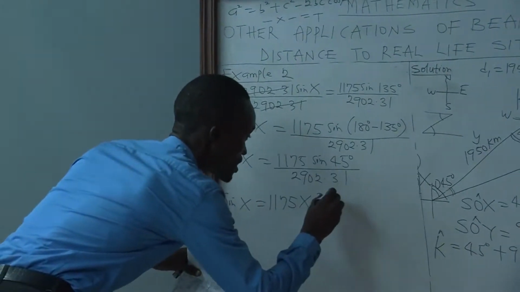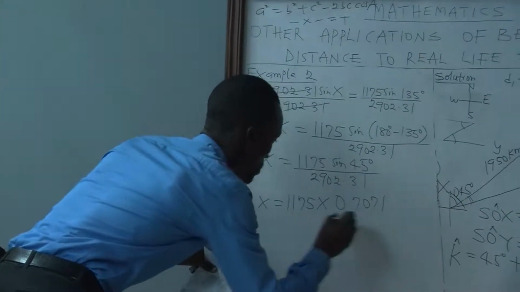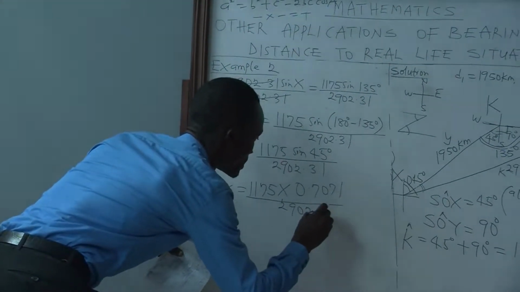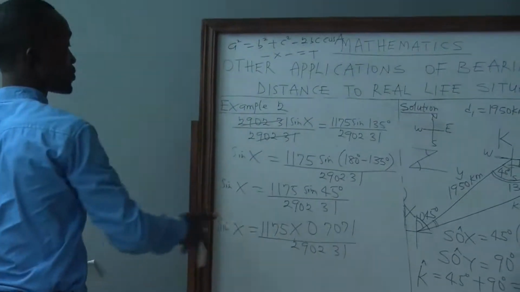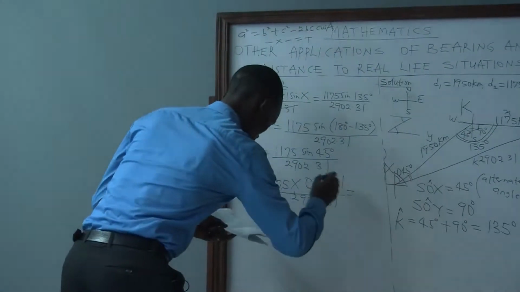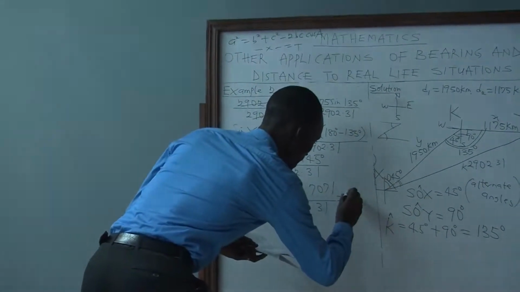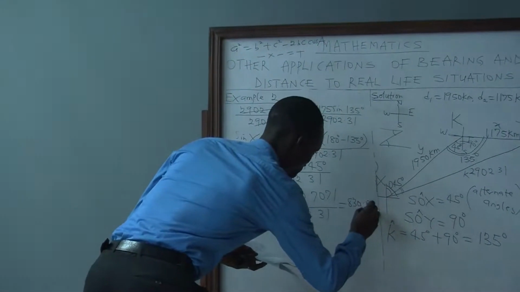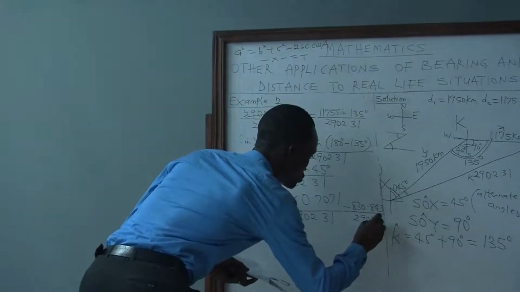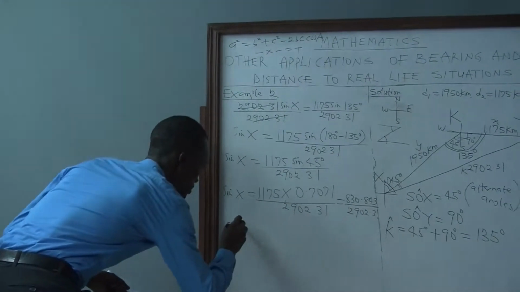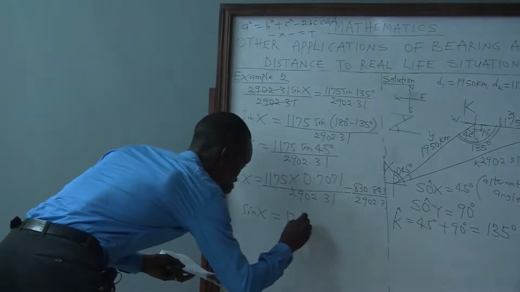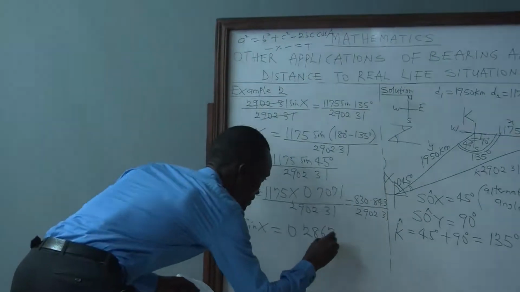Then we have sine X from there, it will be 1175 multiplied by, if you check sine 45 from our fourth figure table, we have 0.7071 divided by 2902.31. So if you get the product of the numerator, it will give us 830.843 divided by 2902.31. So sine X from there will be 0.2863.